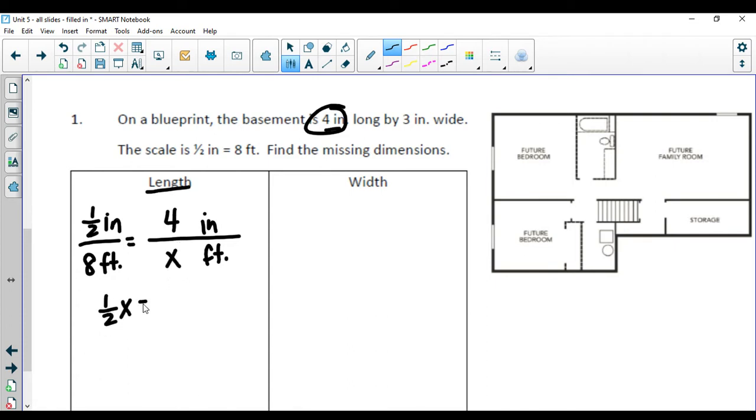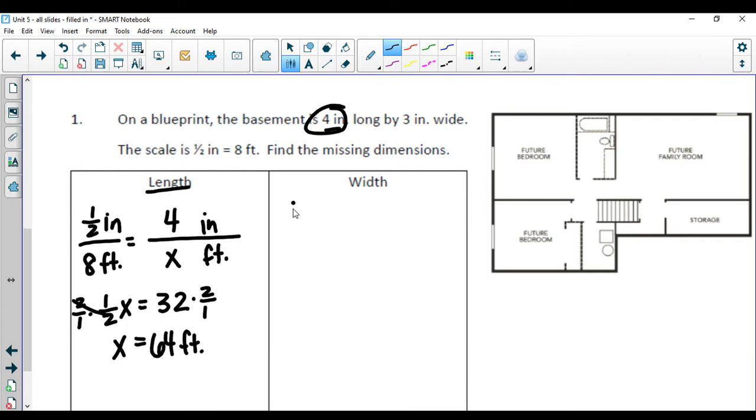Multiplying using the cross product, I'm going to get 1/2 X equals 32. I'm going to multiply by the reciprocal using that inverse property. Eliminates the numbers with the X here. So we get X is equal to 64. And my label that goes along with X is feet. I can see that in my proportion.